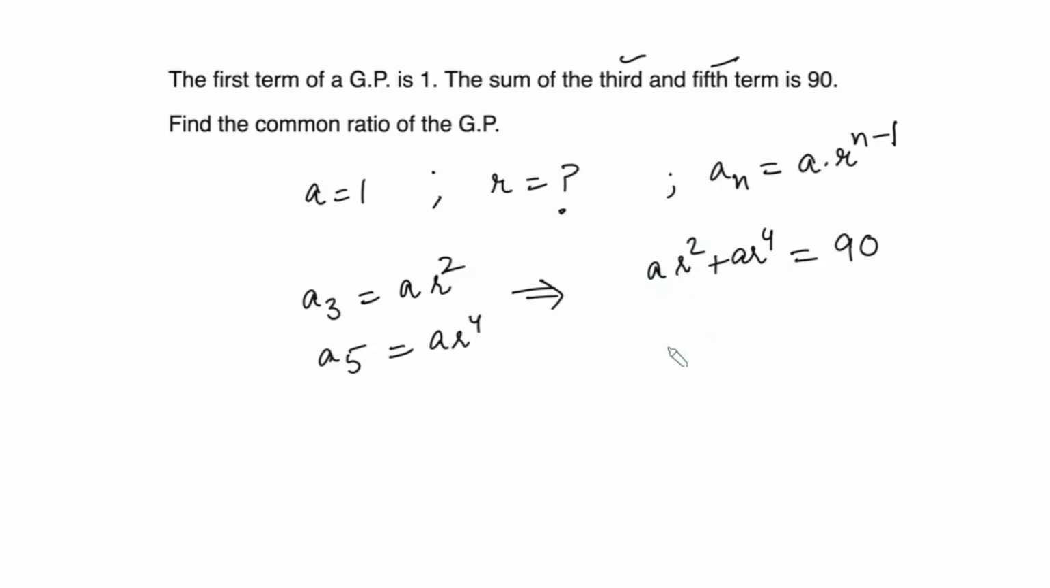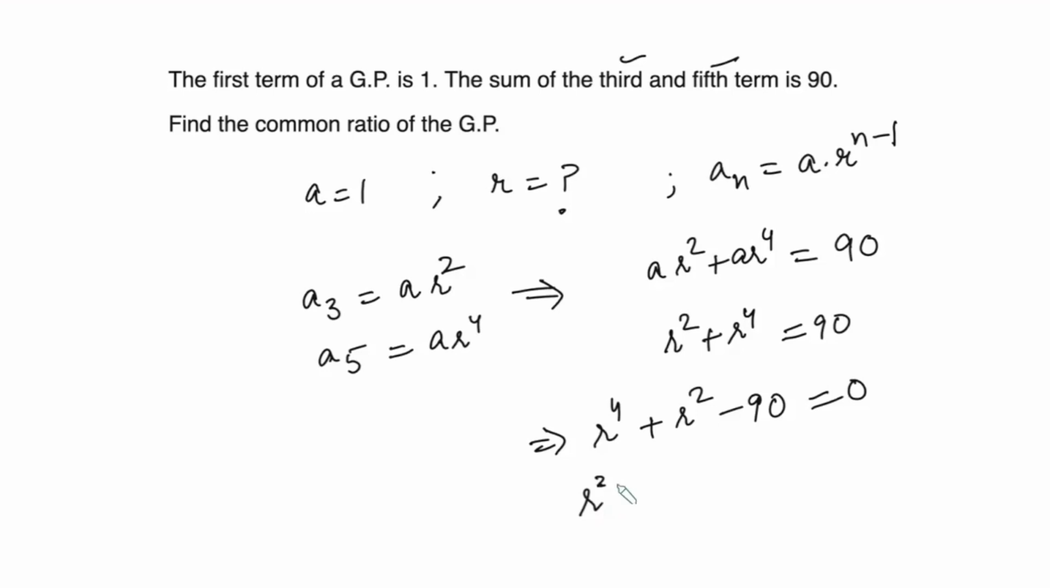So we'll have R squared plus R raised to the power 4 is equal to 90, which can also be written as R to the power 4 plus R squared minus 90 equals 0. This is a biquadratic equation. In this equation, if we assume R squared equals X, that means R to the power 4 will be equal to X squared. So this equation can also be written as X squared plus X minus 90 equals 0.